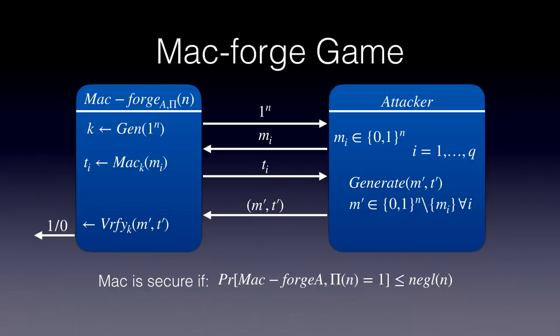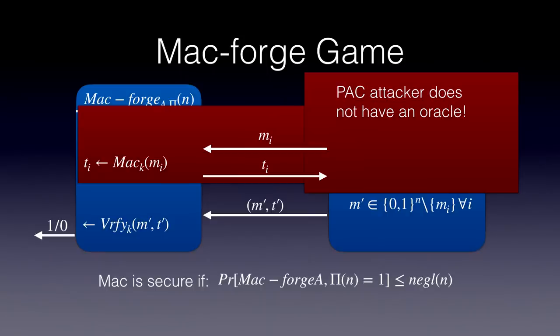So again, it's barely the mathematical definition of what negligible means, but just guessing or trying means that it's still secure if that's the best attack. So as you can see, a MAC which is secure needs to withstand this. But for our PAC attacker, we do not even have this oracle. So our attacker for PAC is even weaker than that.